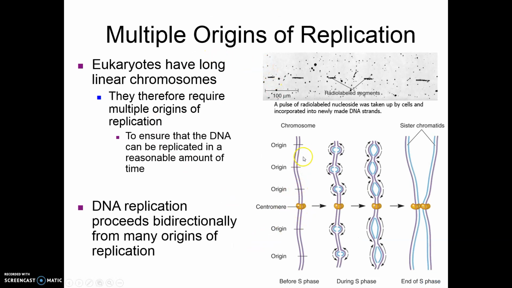All right, one of the first major differences is that as opposed to a single origin of replication in bacteria, we have multiple origins of replication in eukaryotes. And this is necessary because the DNA is so much longer. DNA replicates bidirectionally from each one of these origins of replications, and sooner or later they meet up with one another.